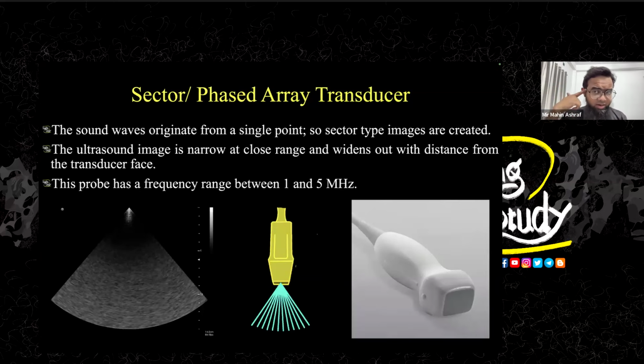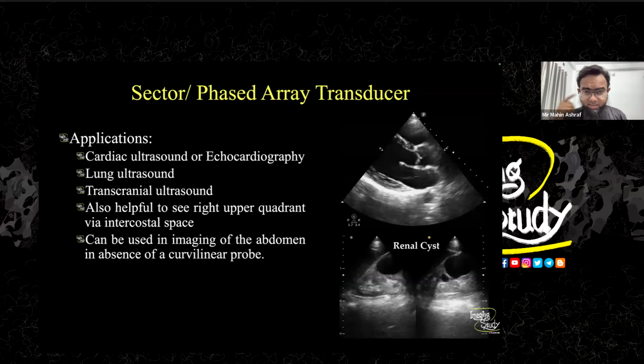Like if you put it here above the ear, anterior superior to your ear, you will see there is a temporal window, a very small opening. Through this opening, with the sector transducer, you can see your circle of Willis, maybe. Don't forget to check that. I can see my circle of Willis with this transducer.